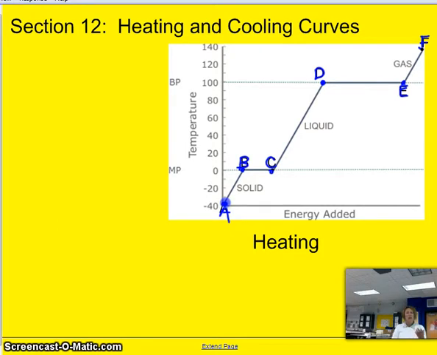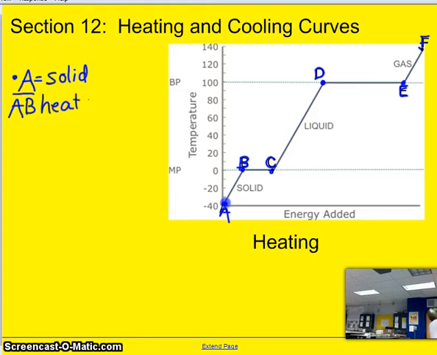So imagine we're starting with ice. It is a solid, and its temperature at point A is minus 40 degrees. So at point A, we have a solid at a given temperature. From A to B, we heat up the sample. You should recognize, according to the graph, that as you heat up the sample from A to B, the temperature increases. The temperature goes up.